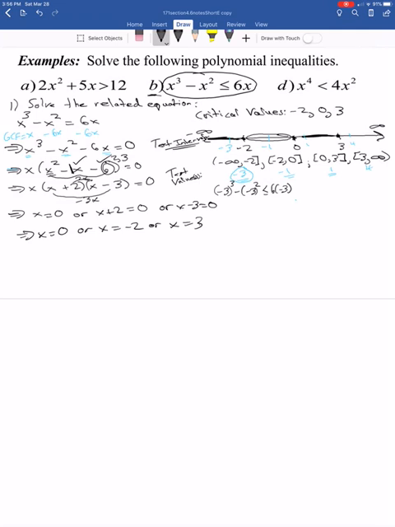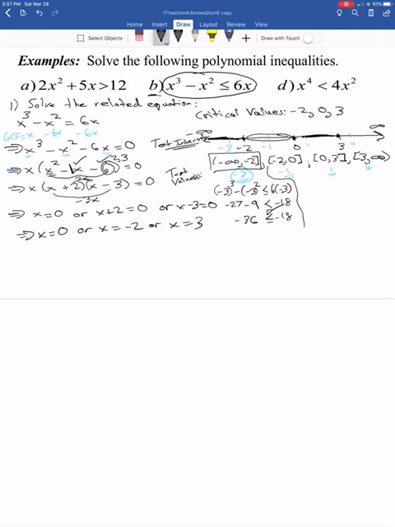Well, let's simplify together. (-3) cubed is -27, minus (-3) squared, which is 9, less than or equal to 6 times -3, which is -18. So I got -36 less than or equal to -18. Well, -36 is less than or equal to -18. So that's a true statement. That's a solution. So -3 is a solution. So therefore, all real numbers less than or equal to -2 are a solution to this cubic polynomial inequality.